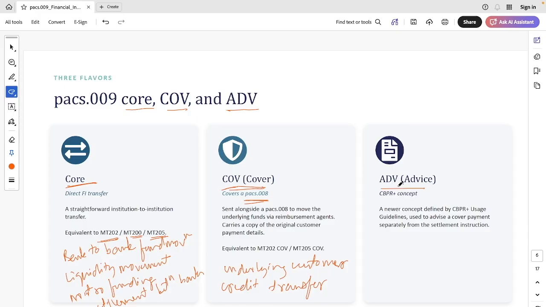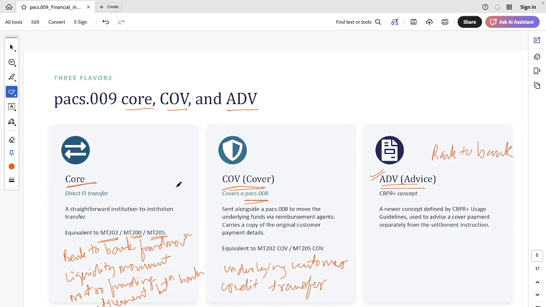Now third is pacs.009 ADV. ADV basically means advise. This is a CBPR+ concept. It is used to advise or pre-advise the creditor side that funds are expected. The important point is ADV itself is not the actual settlement movement. It's an advice message. The actual settlement happens separately through the appropriate pacs.009 settlement instruction. It's almost like a cover payment on cover payments actually, but in here there is no underlying customer credit transfer when we are using pacs.009 ADV. It's actually between bank to bank, but with the structure of a cover payment.